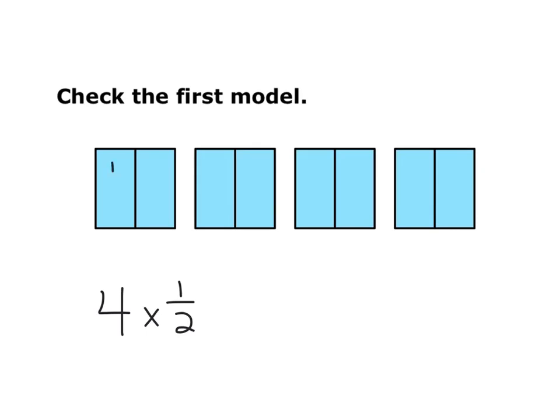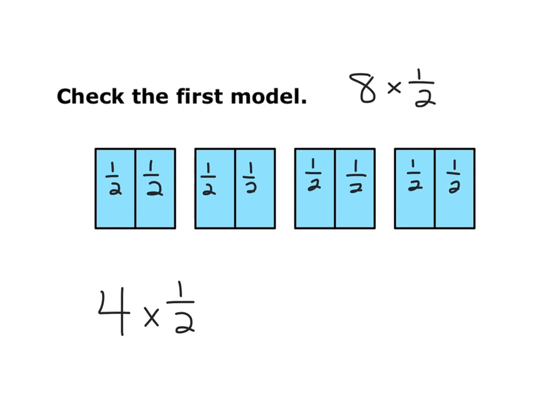Well, if you look in here, each one of these are a half, right? So I have 1/2 times 1, 1/2 times 2, 1/2 times 3 and 1/2 times 4. So what could this model be? Well, this is 1/2, a total, if you count all of them, of 8 times. So this first model actually shows the number sentence 8 times 1/2, not what we're looking for. We're looking for 4 times 1/2.